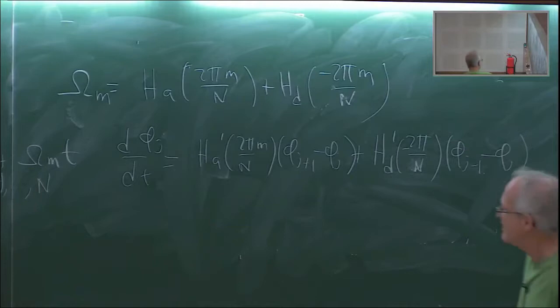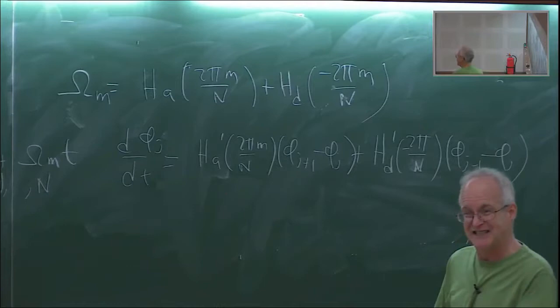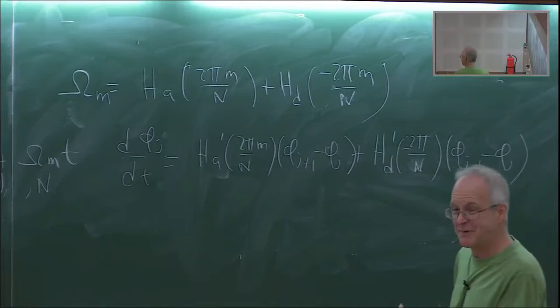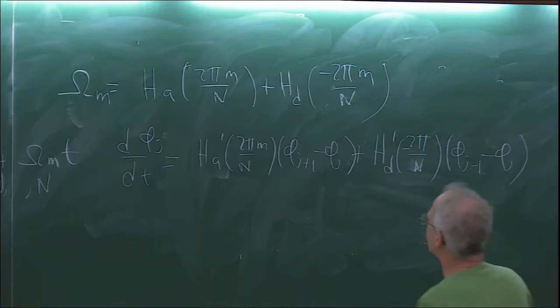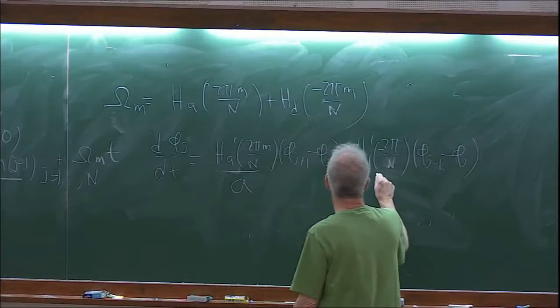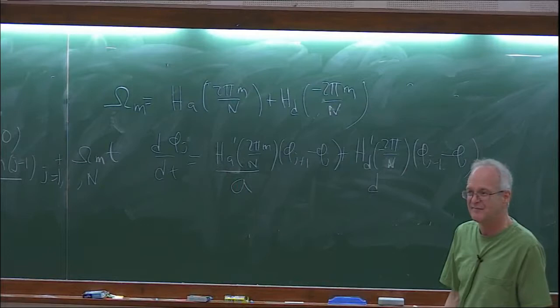Now, this matrix has a special form. It is a special kind of matrix. It's called a circulant matrix. So let me explain what a circulant matrix is. Let me call this number A, and let's call this number B. So let's draw what this matrix looks like. Okay?